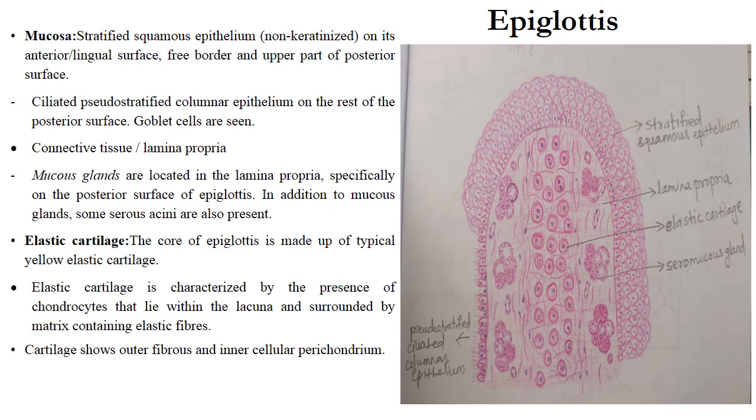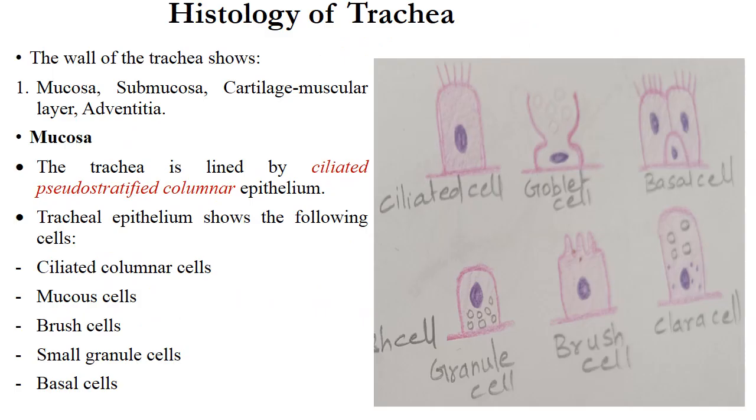After the epithelium we have lamina propria, which has more amount of mucus glands, and few serous acini are also seen, and the central core is formed by elastic cartilage which has chondrocytes lying within the lacunae, and in the matrix there are abundant elastic fibers, and this elastic cartilage is again covered by the perichondrium which has outer fibrous and inner cellular layer. The wall of trachea is formed by mucosa, submucosa, hyaline cartilage, muscular layer, and the adventitia.